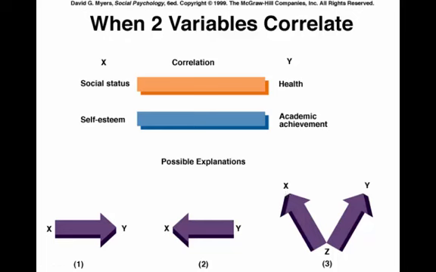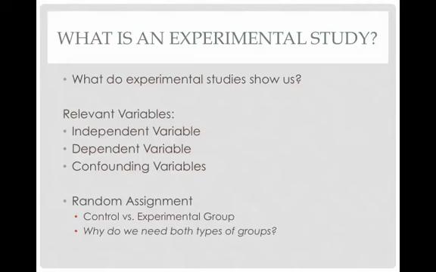Now, I've already talked about experimental studies to some extent, or at least mentioned them in my lecture here. So what do experimental studies show us? Well, unlike correlational studies, experiments are in fact there to show us cause and effect. And that's the best design that we can use to try to get us close to showing and determining cause and effect.